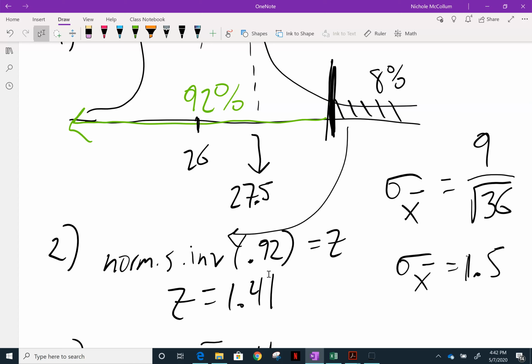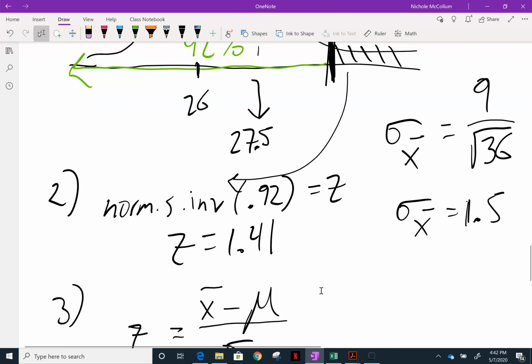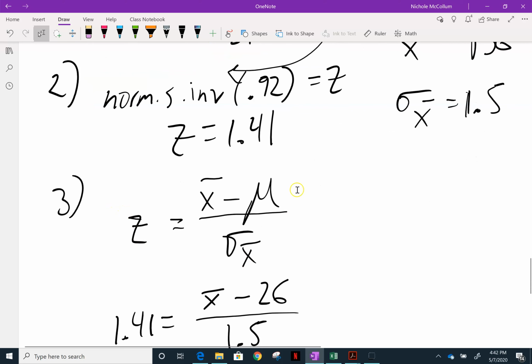If you're using Excel, you got to know you're using norm S inverse. Norm S inverse again says, give me the area below and I'll get your Z value. We always have to use the technology and know how to use the technology. Once you have the Z value, think about this. Think about what you have in this formula.